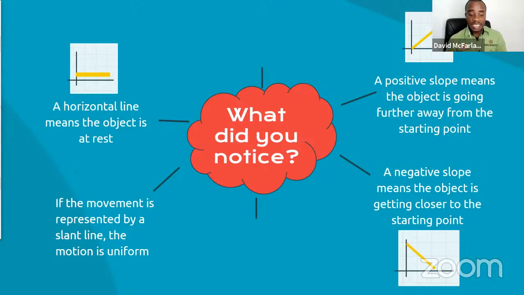Now I'm going to look out in the chat because I know you guys probably saw a lot of things that we didn't even see. Did anybody notice anything different? Or did anybody notice anything else with our distance time graph? Let me give you guys about 30 seconds. Or 20. Or 10.